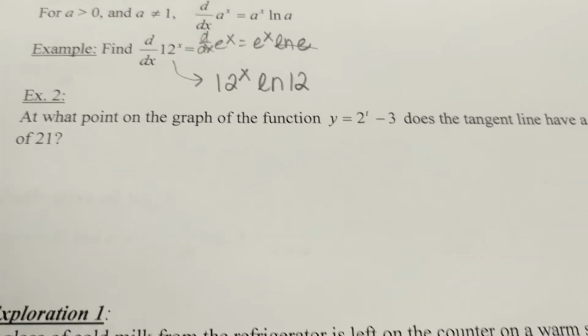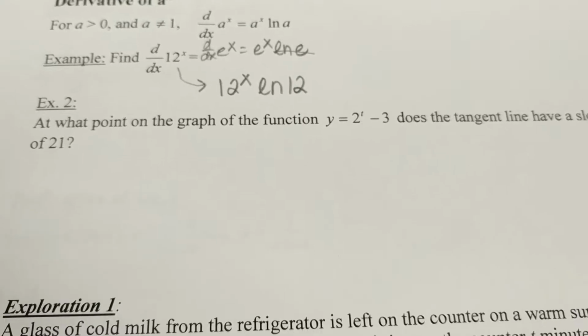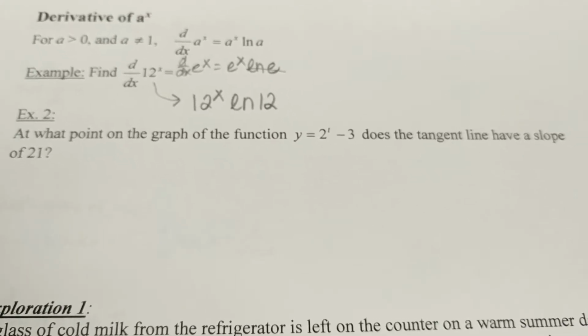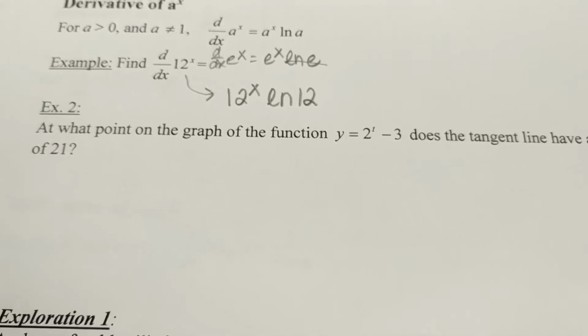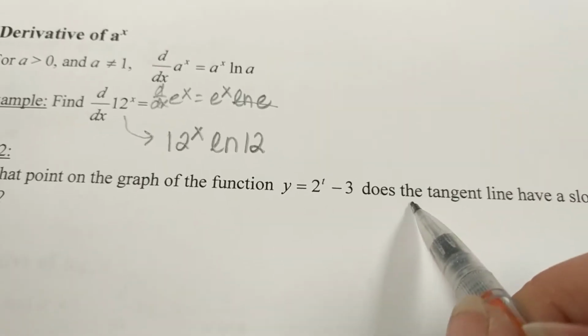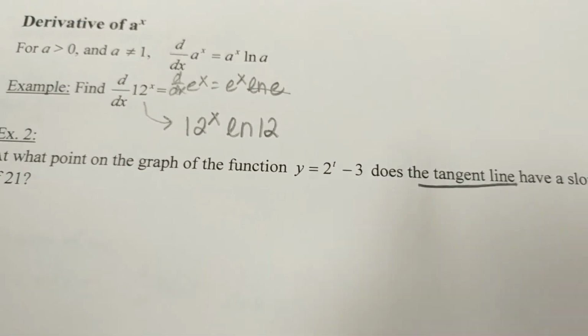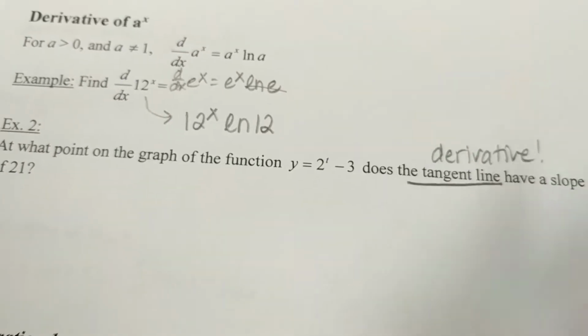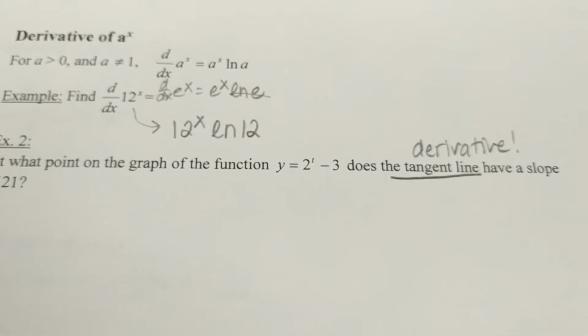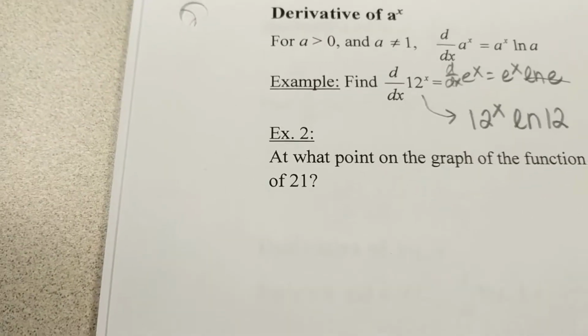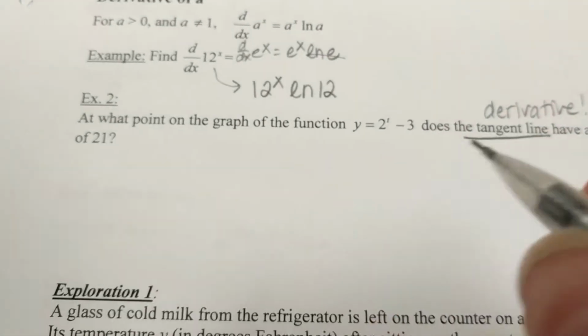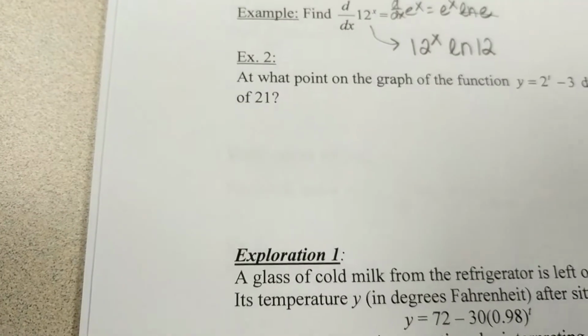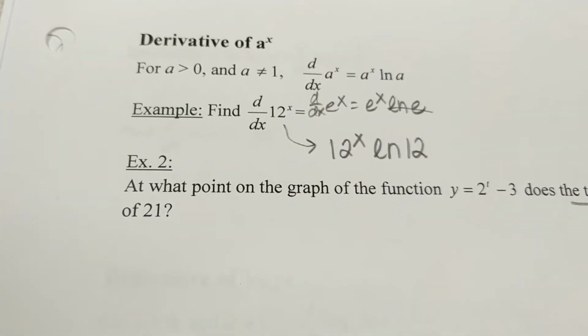So in example 2, it says, at what point on the graph of the function 2 to the t minus 3 does the tangent line have a slope of 21? Tangent line. That means derivative. And we're talking about the slope equaling 21. So take a second, figure out what is the derivative of 2 to the t minus 3.